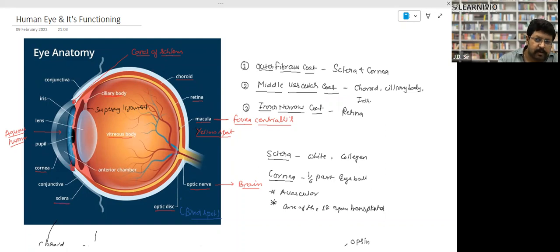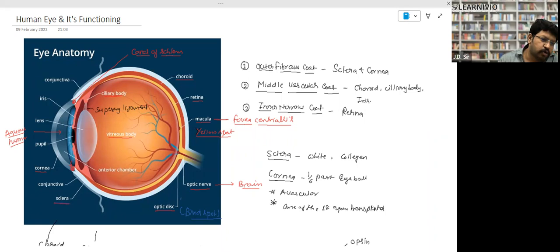Then there is one more layer, this red color layer. This is called choroid, right? Inside the choroid, there is retina. Further extension of the choroid, there is an iris. Iris works as a shutter-like structure, right? And there is the ciliary body. Ciliary bodies are a type of muscle with the help of which the lens remains connected, right?